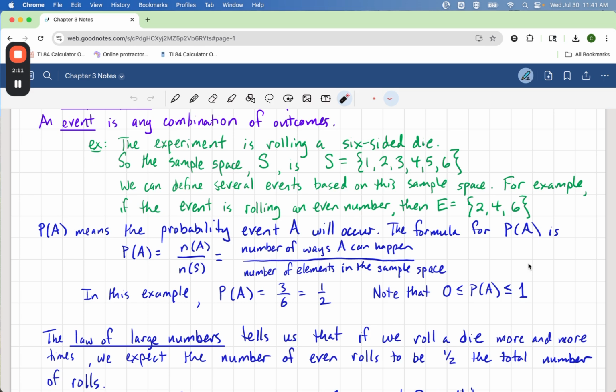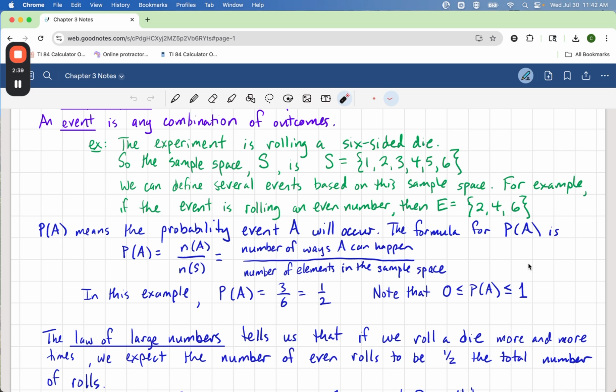Note that the probability of an event is always between 0 and 1 inclusive. 0 meaning it can't happen, like rolling a 7 on a six-sided die. Can't happen. All right? And it can't be bigger than 1 either. So if I say the event is rolling a 1, 2, 3, 4, 5, or 6, then you're definitely going to roll one of those. So the probability of that event would be exactly 1.